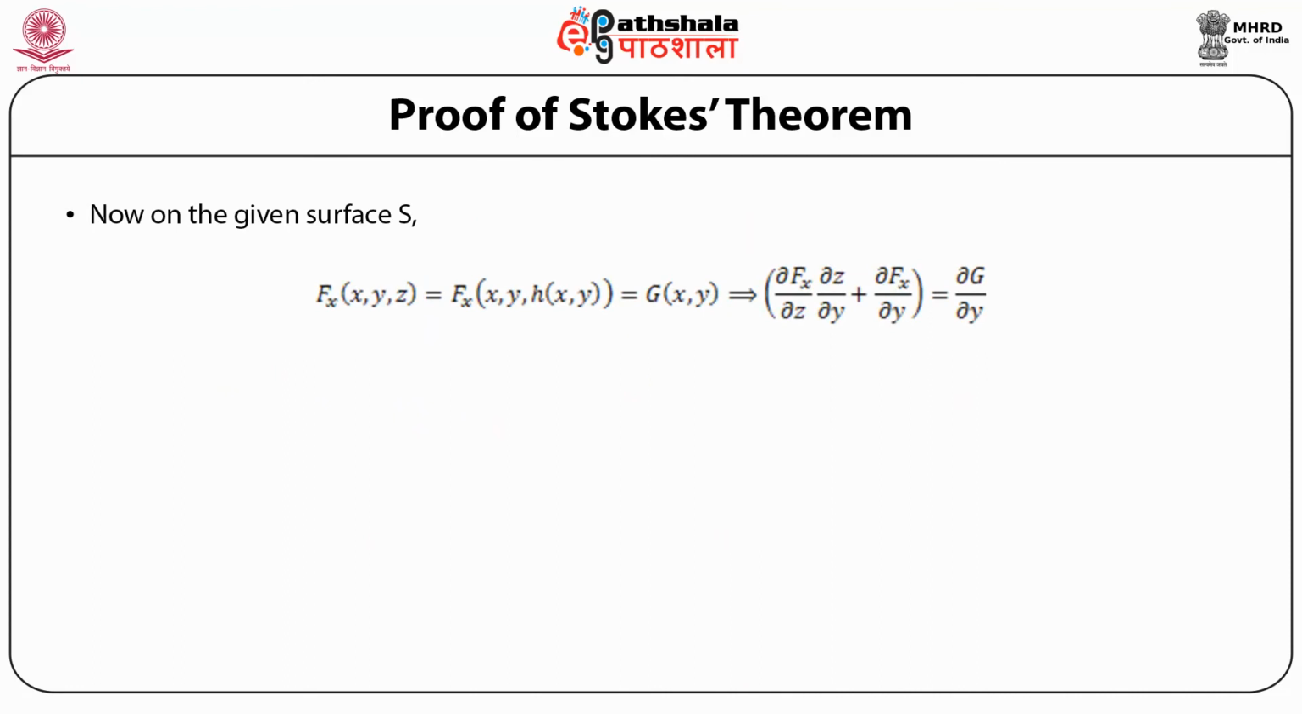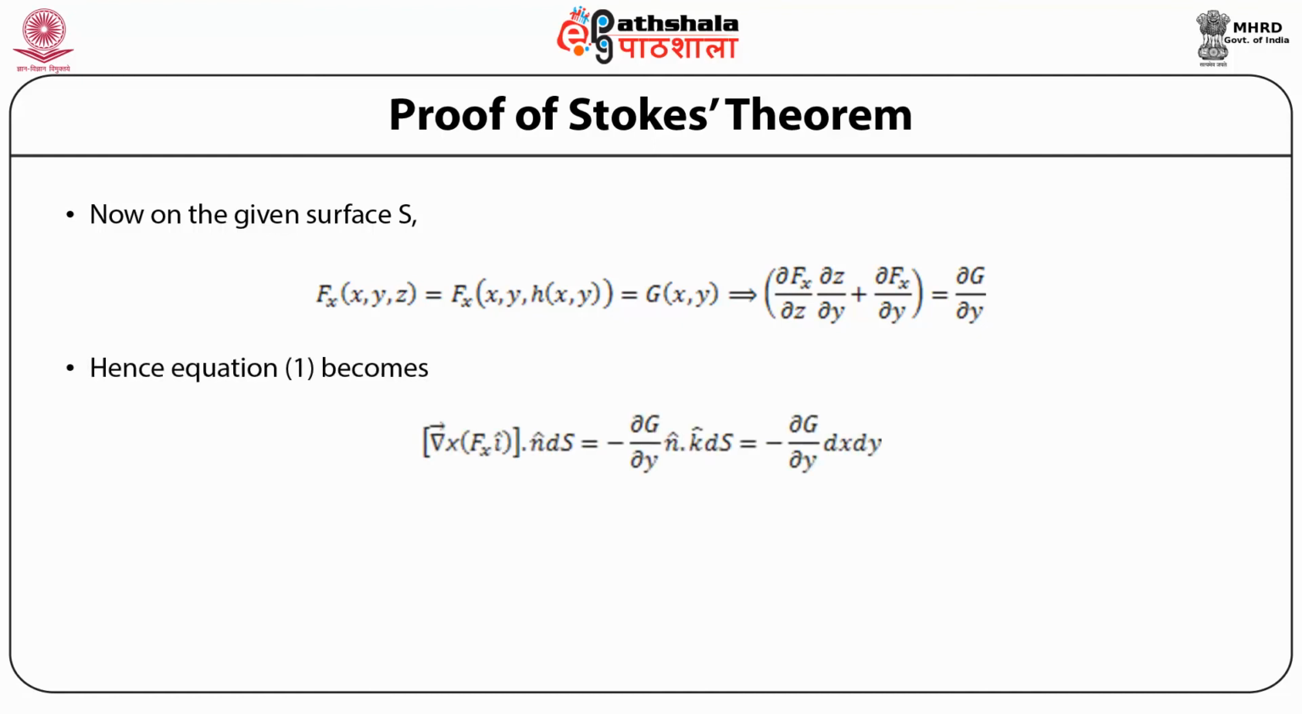Now on the given surface S, f_x, dependent on x, y, z, equals f_x dependent on x, y, h, again dependent on x, y, equals g(x, y). This implies that ∂f_x/∂z times ∂z/∂y plus ∂f_x/∂y is equal to ∂g/∂y. Hence, the equation becomes (∇ × f_x i) · n ds equals minus ∂g/∂y n · k ds, which equals minus ∂g/∂y dx dy.